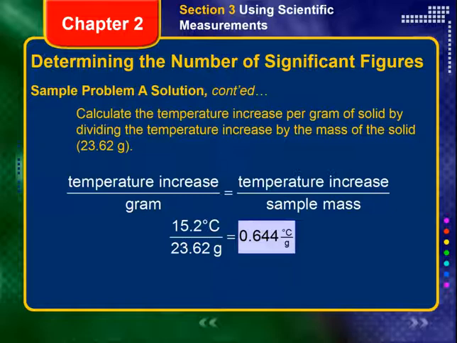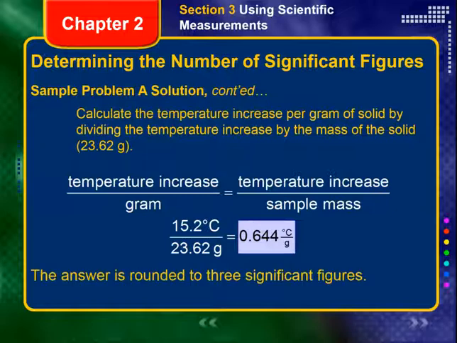Now my calculator is going to tell me 0.644. Now I should round this answer to 3 significant figures because the 15.2 has 3 significant figures, and it's going to limit how many significant figures my answer should have. So 3 significant figures, 1, 2, 3. This leading 0, not significant, so it doesn't count. The other thing I want to point out, notice that I have 2 units here. I have degrees Celsius divided by grams. There's no reason for them to cancel out, so they show up in the answer. 0.644 degrees Celsius per gram.